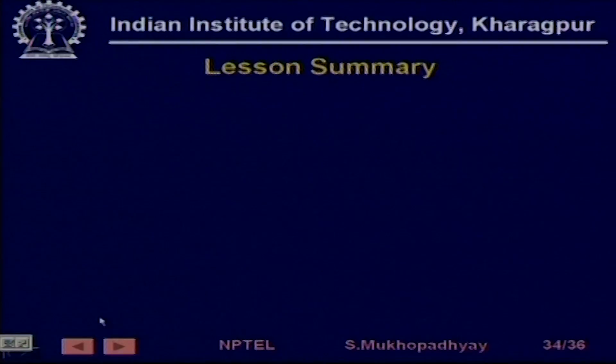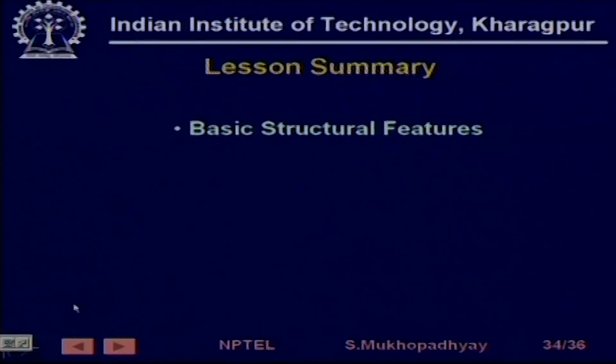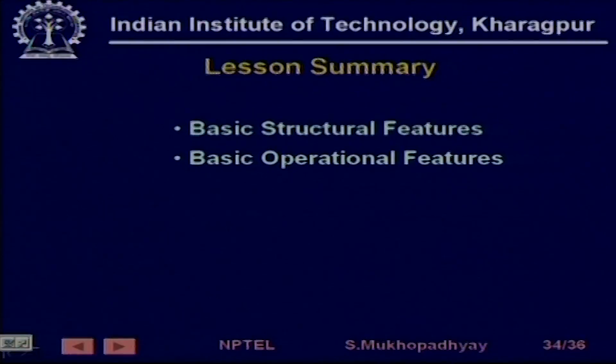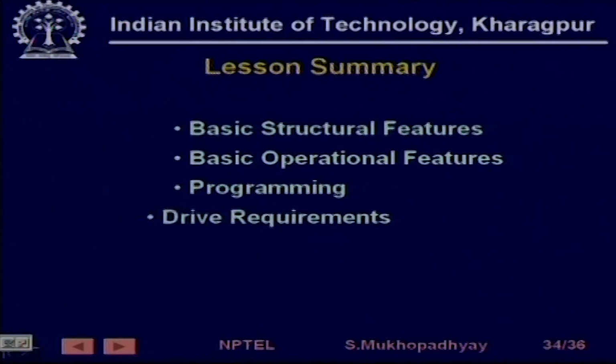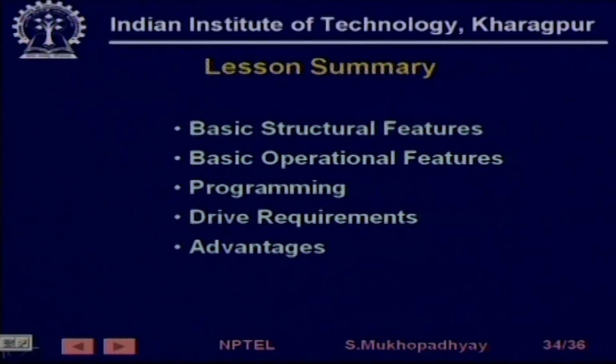So, we have come to the lesson summary, and what have we seen? We have seen the basic structural features of a CNC machine, what it is made of, its basic operational features, how it works, and the basic structure of programs. We have taken a basic look into the blocks, and we have looked at the typical drive requirements for spindle and feed drives. We have also seen the basic advantages of this machine, that they are much more accurate and much more flexible.